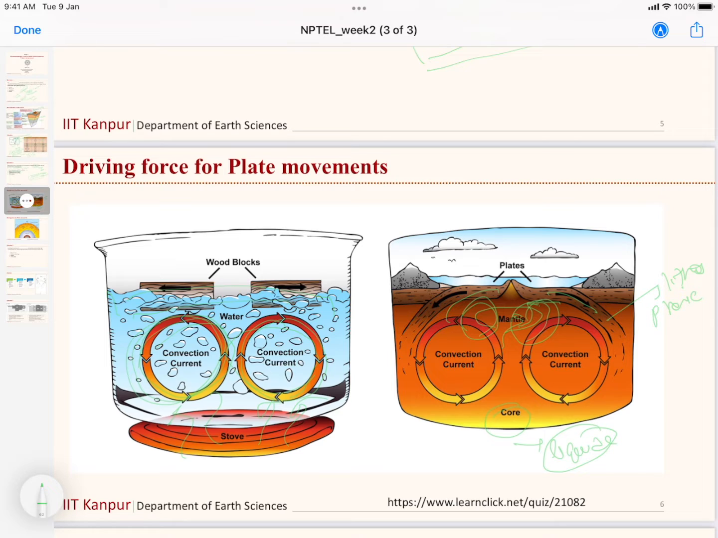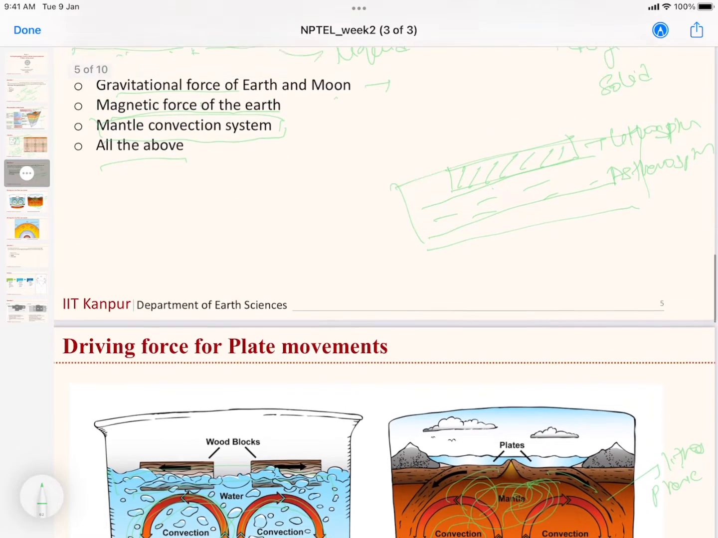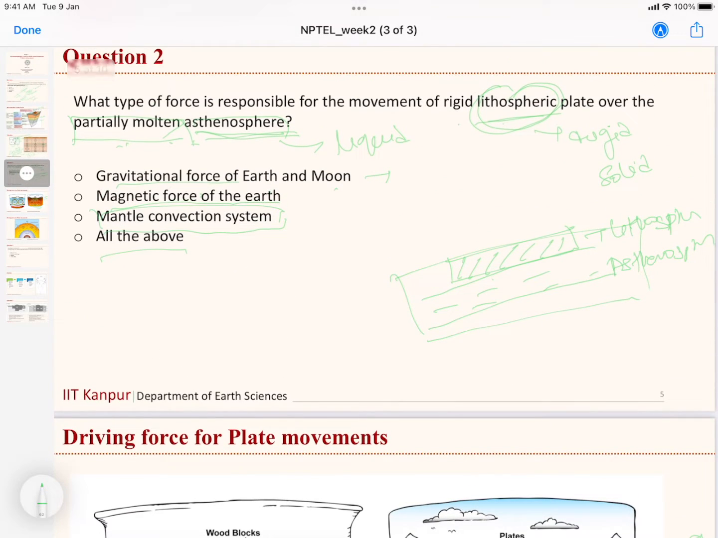So that's why we got this plate movement. The main driving force for moving these plates is the convection current that happens within the mantle, and the source of these convection currents is the outer core, which is in a hot state, and since it's in a liquid state, that's why it can transfer the heat. So I think now you can answer this question very well.